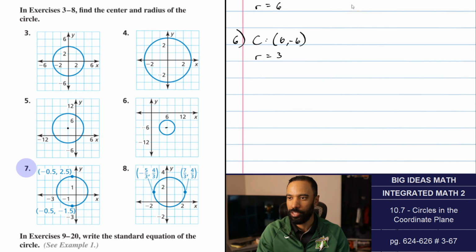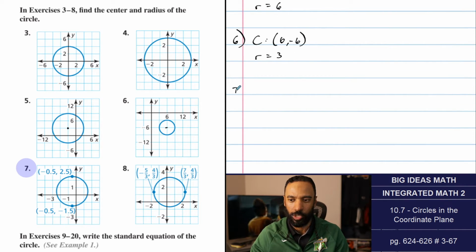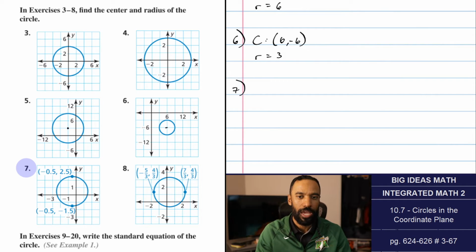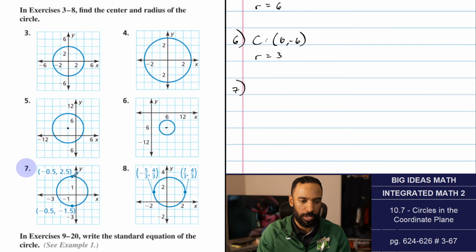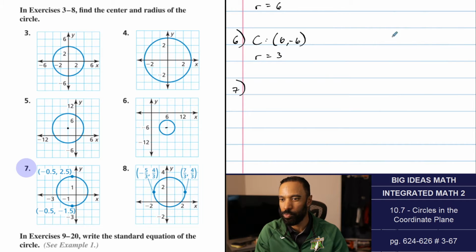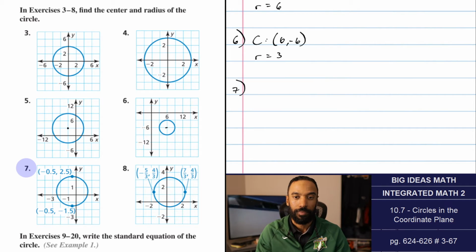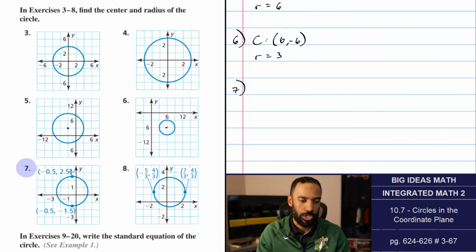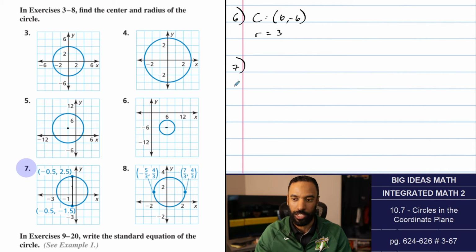Number 7, suddenly they're giving you some actual endpoints with values. Let's work off of those. Notice that negative 0.5 is the same x for both of these because these are directly above and below each other. This is 2.5 and negative 1.5. We could do a counting version of this. We could also work off midpoints. The midpoint between these two, if I drew a diameter, can also help. And midpoint is averaging your values.